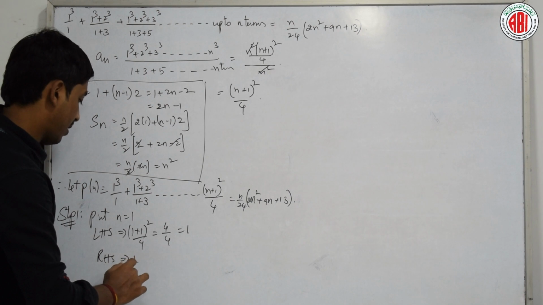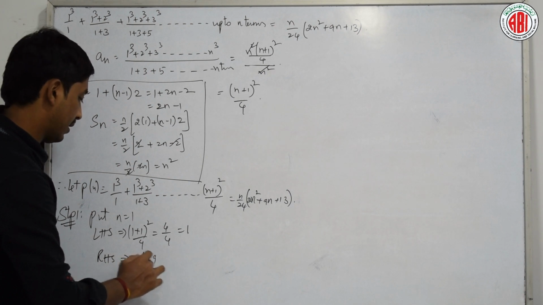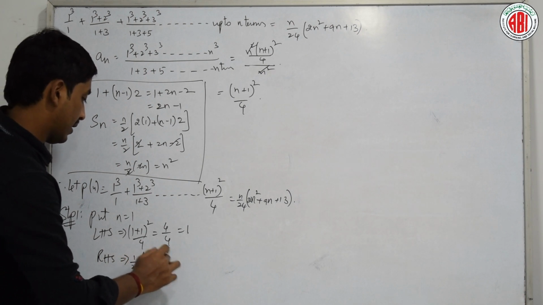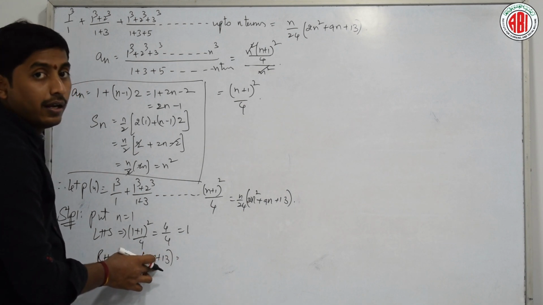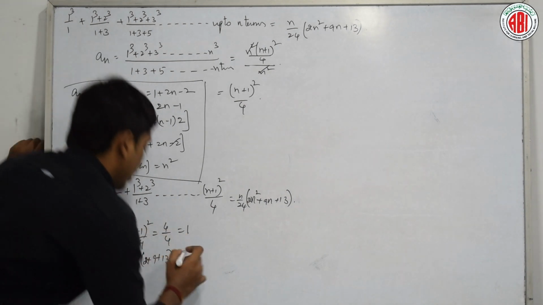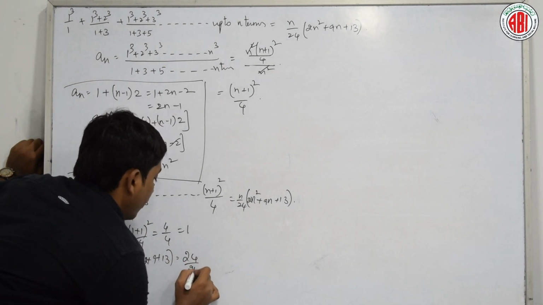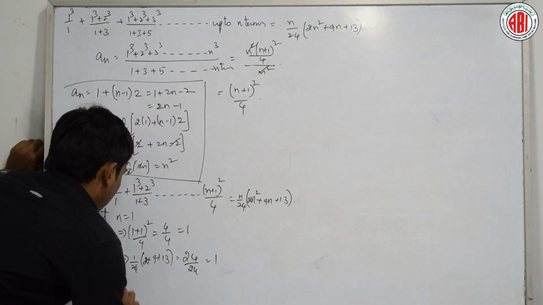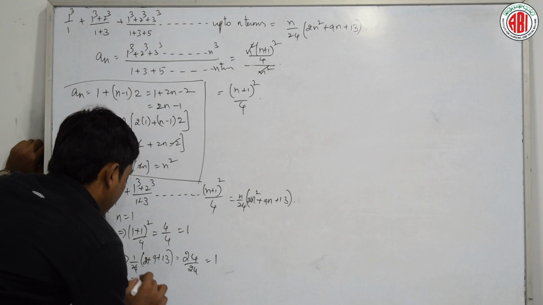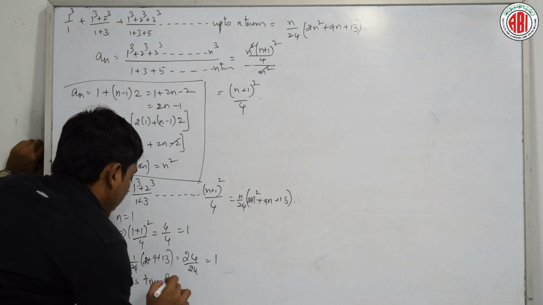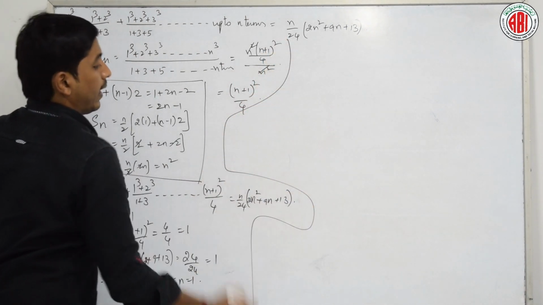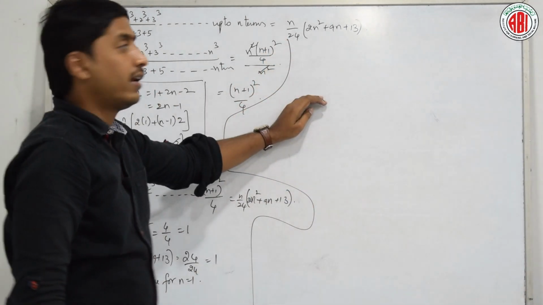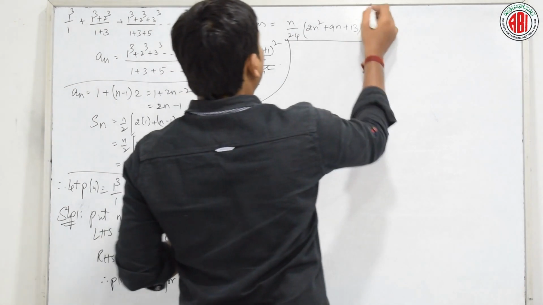RHS will be 1 by 24 into 2 plus 9 plus 13. Okay. 13 plus 9, 22. 22 plus 2 is 24 by 24, that is equal to 1. Therefore, P of n is true for n is equal to 1. Isn't it? Fine. What will be my next step?